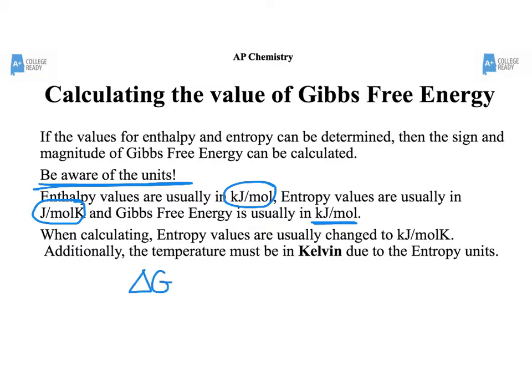So remember, delta G is equal to delta H minus T delta S. The delta S is usually what we will change. We will usually change it to kilojoules per mole, and then you'll be able to plug and chug. Note that the temperature must also be in Kelvin, because that's going to take care of the Kelvin in the entropy units, and then you'll be able to add the two together.